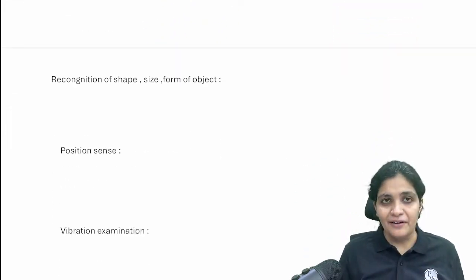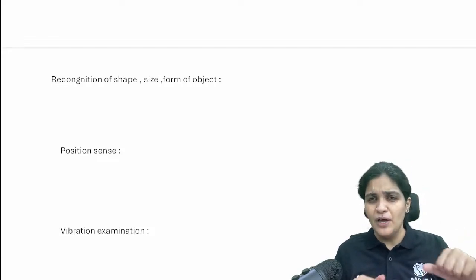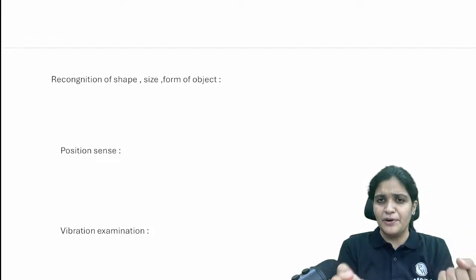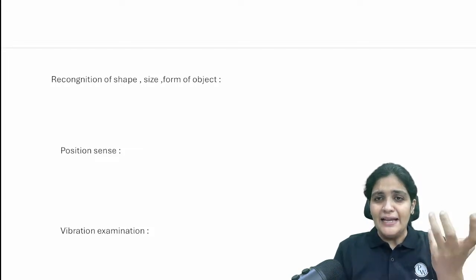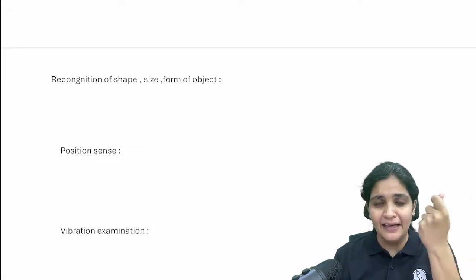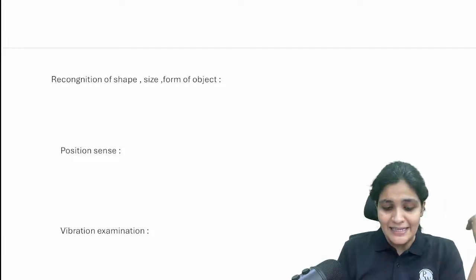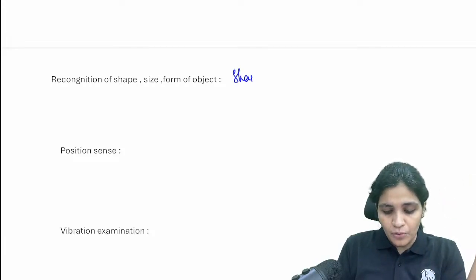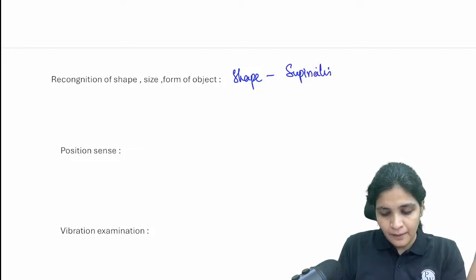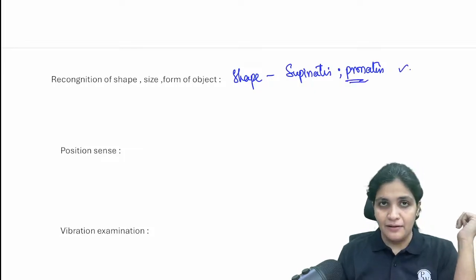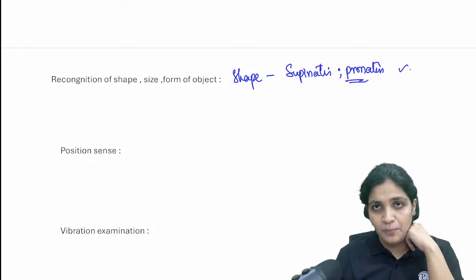And then you have the recognition of the shape. This is called astereognosis, something like that. Constant pronation and supination they will do. And sometimes you give them something in the hand and they are able to recognize that. So that is the recognition of shape. That is again the sensation. So you give any shape or you ask them to do supination and pronation, right? So that is how we do it. So that is the recognition of shape, size, form of the objects, right?